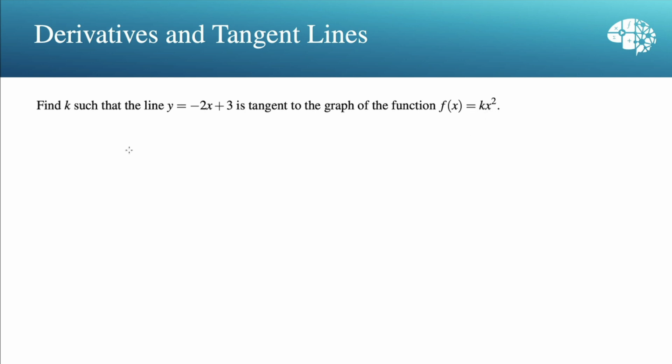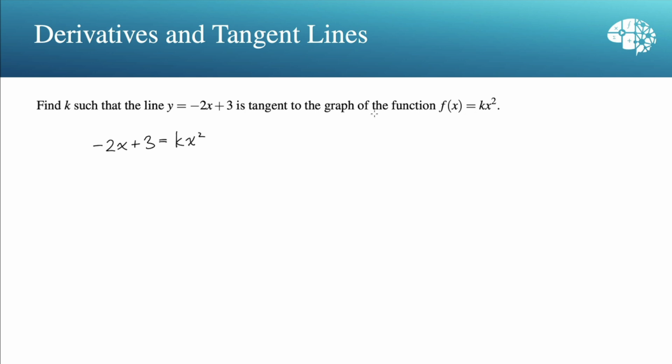So we can set up equations that represent those two facts that we need. First, to have the two actually intersect, we just need them to equal each other. So negative 2x plus 3 is equal to kx squared. So by setting these two things equal to each other, we're guaranteeing that they will intersect.